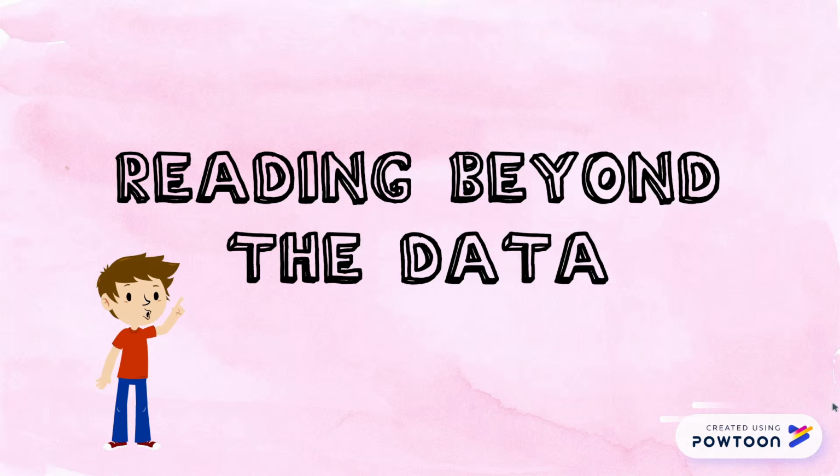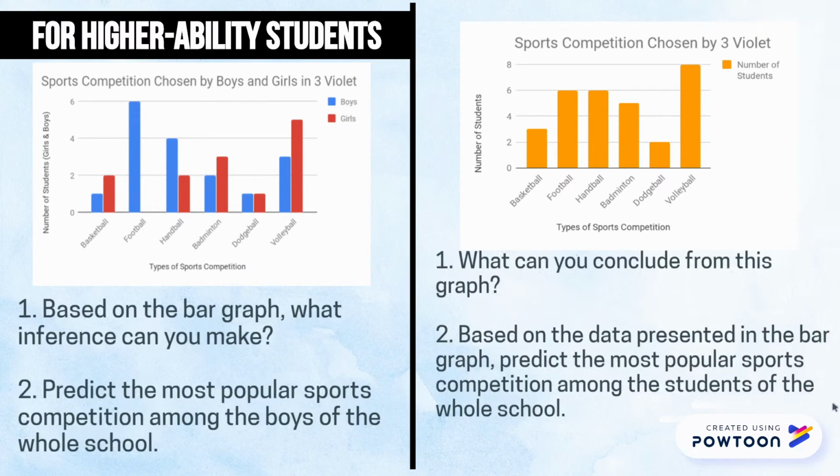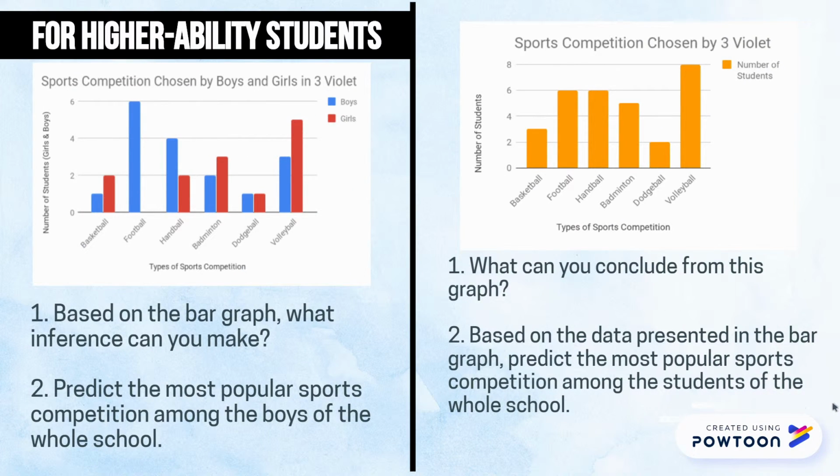Now, let's look at some example questions for the final level of the graph comprehension, reading beyond the data. Based on the questions suggested, students will have to make predictions and inferences based on their prior knowledge on data that are neither explicitly nor implicitly stated in the graph.